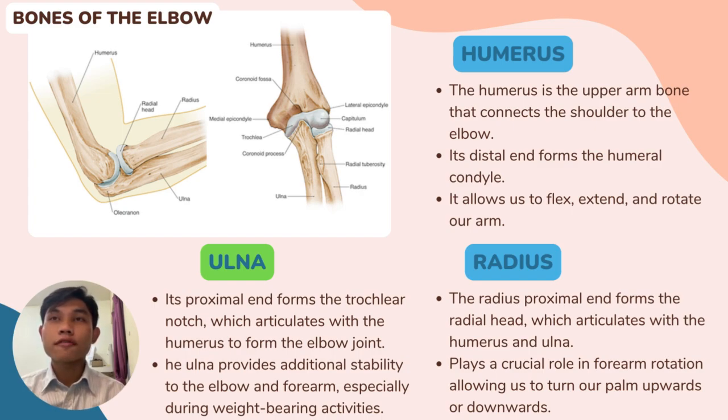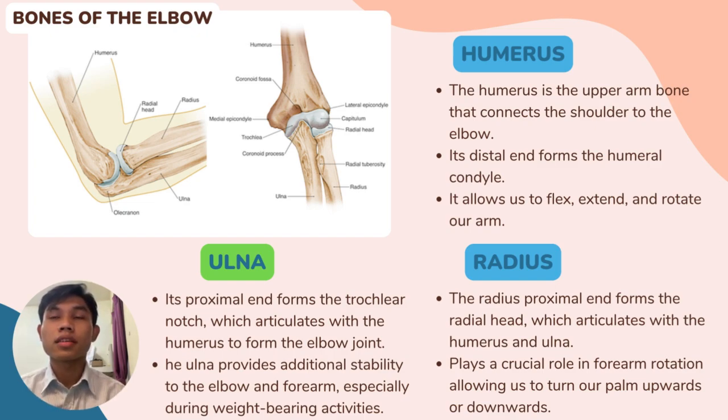The elbow joint is formed by the articulation of three bones, which are the humerus, radius, and ulna. The humerus is the upper arm bone that connects the shoulder to the elbow. Its distal end forms the humeral condyle, which articulates with the radius and ulna to create the elbow joint. The humerus provides a wide range of motion, allowing us to flex, extend, and rotate our arm.